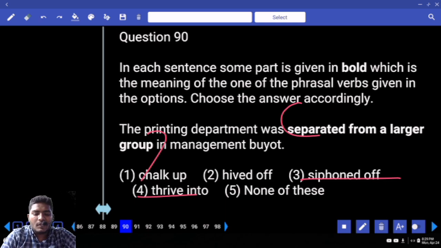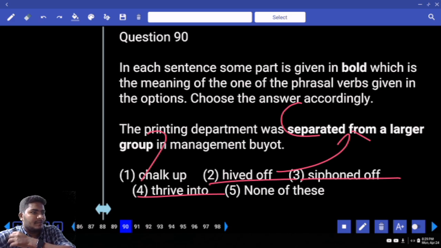Next, thrive into. Thrive is nothing but trying to do something more. Write down the meaning: to grow or to develop something eagerly. And now write the meaning for this one. Hived off is nothing but anything that is separated, divided from a larger group.